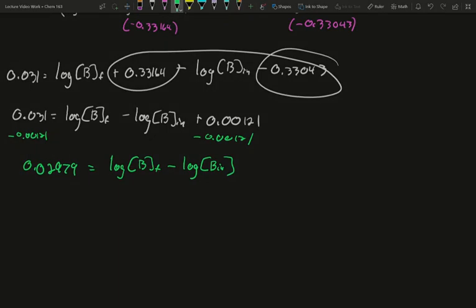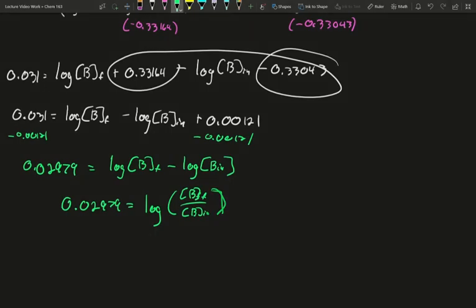We'll recombine these for a second. 0.02979 equals the log of my base final over my base initial. So we've simplified it down. We got rid of a lot of extra components, but we still have two unknowns. We want that base initial, but I also don't know my base final.